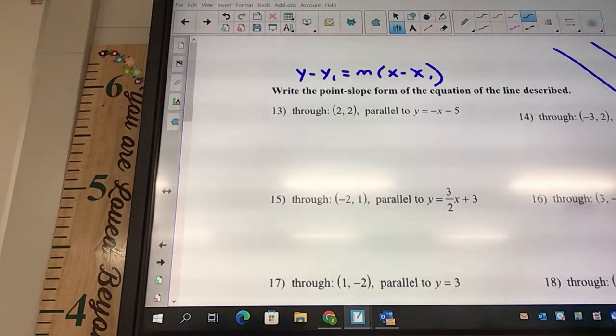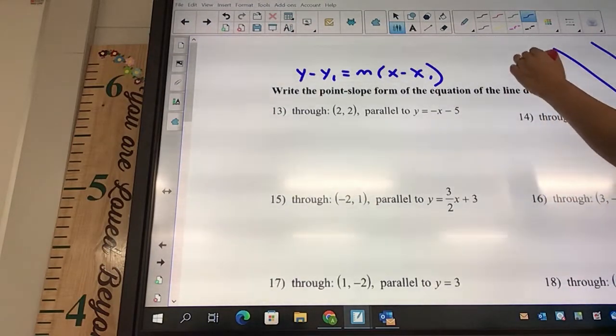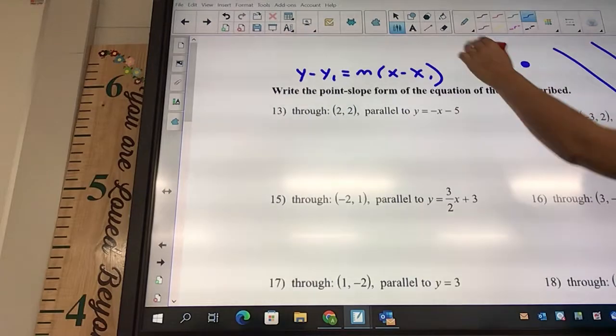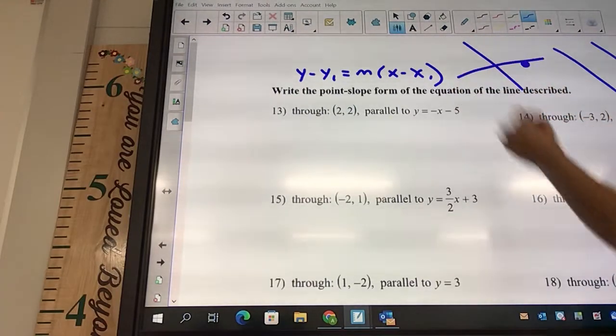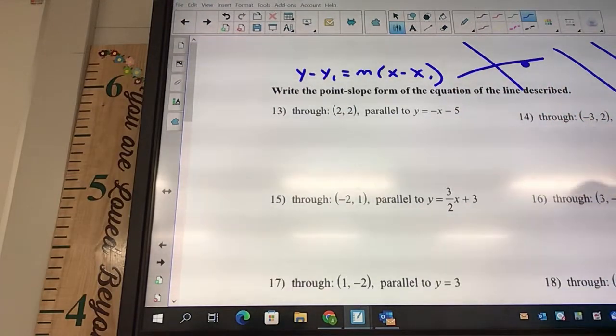Okay, so that's what we're doing here. And the same thing with perpendicular, okay? They gave you a point and they gave you a line. They want you to find this other one, okay?